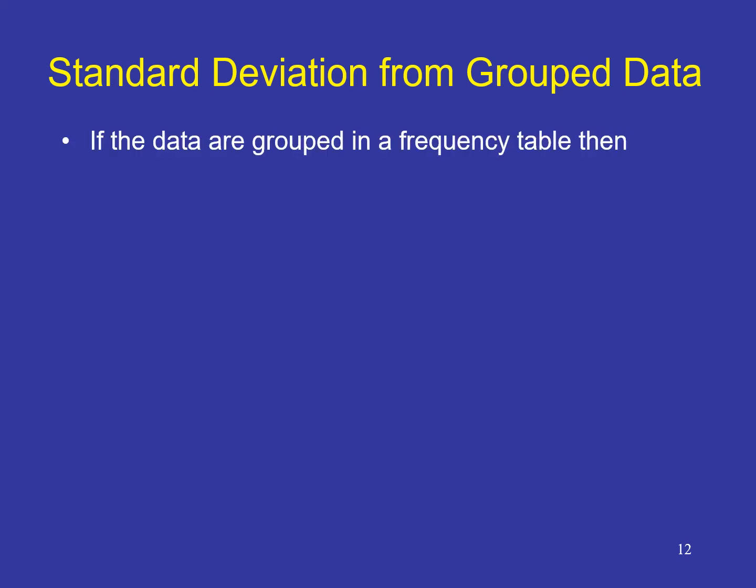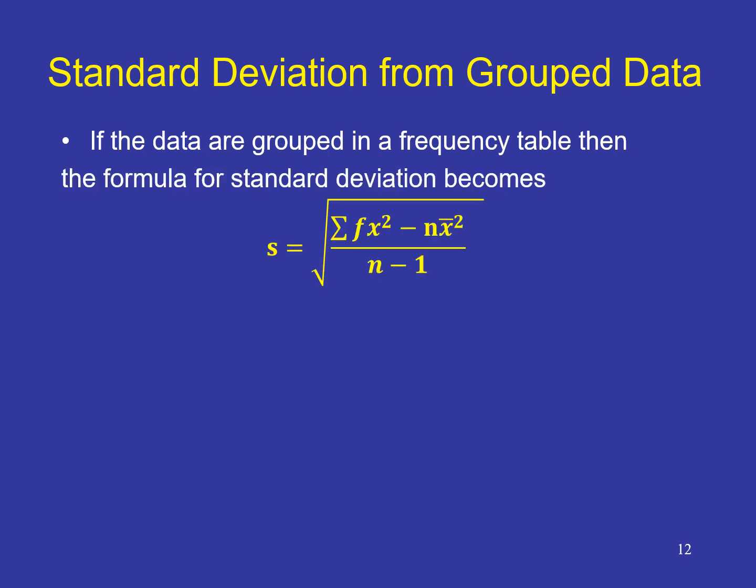Now let's have a look at how to find the standard deviation from grouped data. If the data are grouped in a frequency table, then our formula is adjusted slightly. This is the same formula as before, except there's an extra f here. Apart from that, everything else is the same. So let's work through an example using that formula.